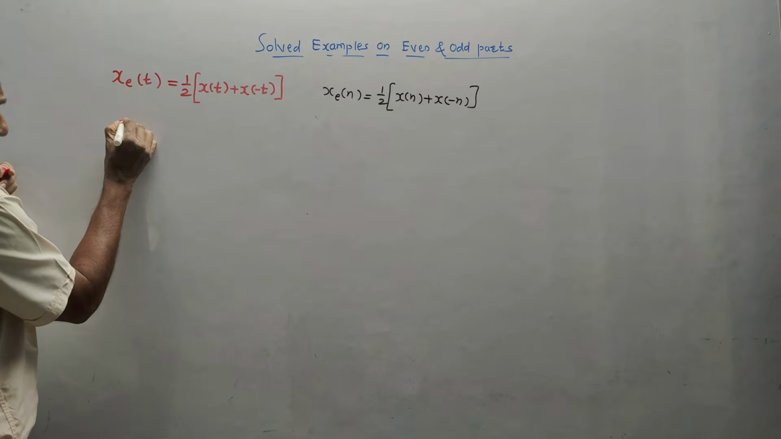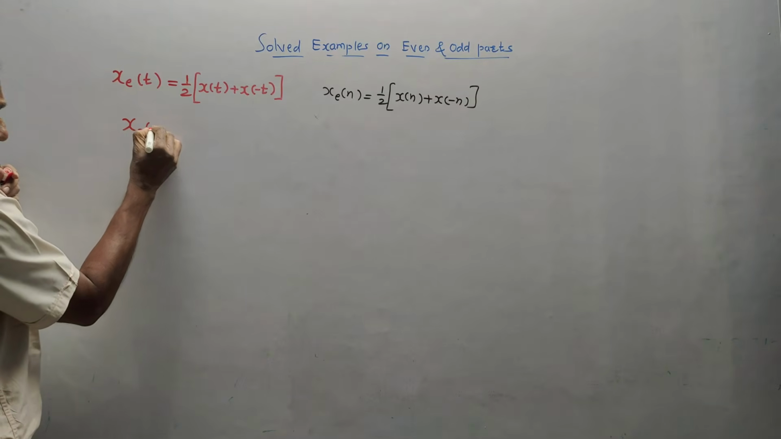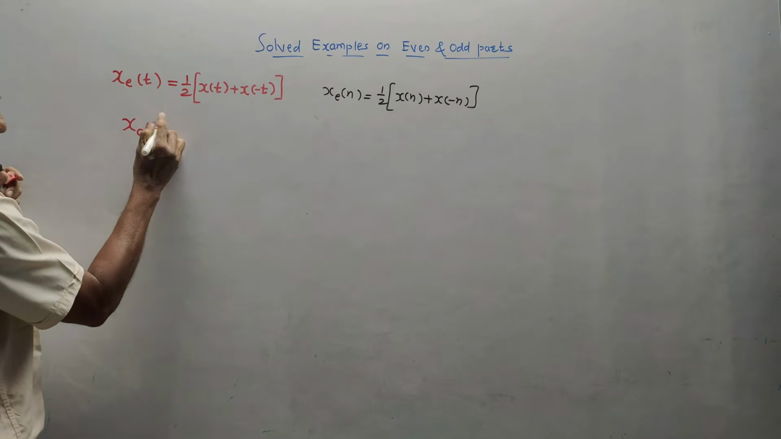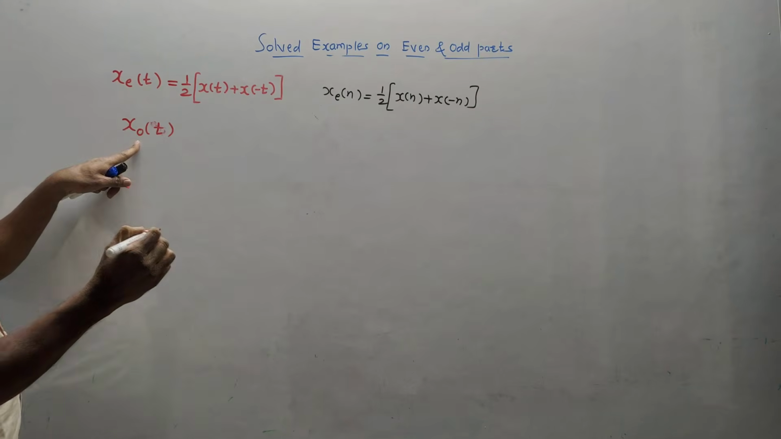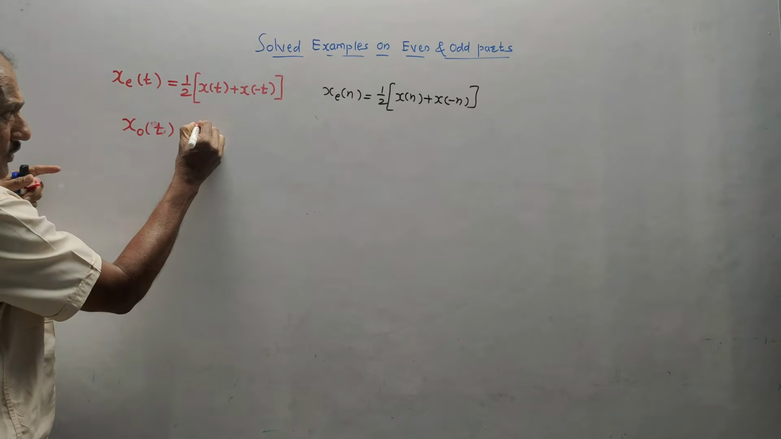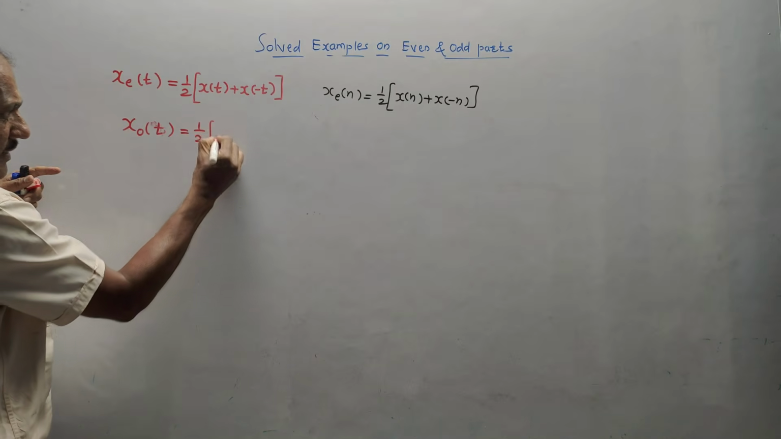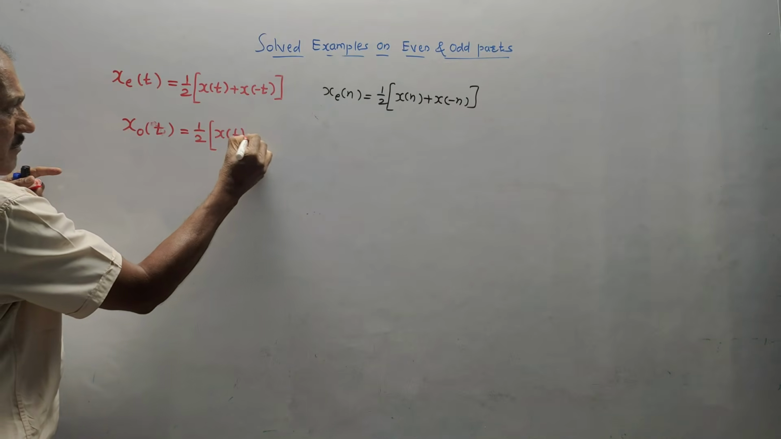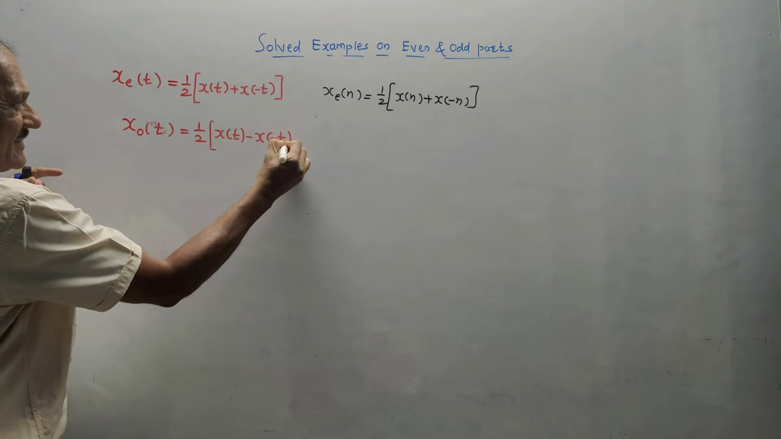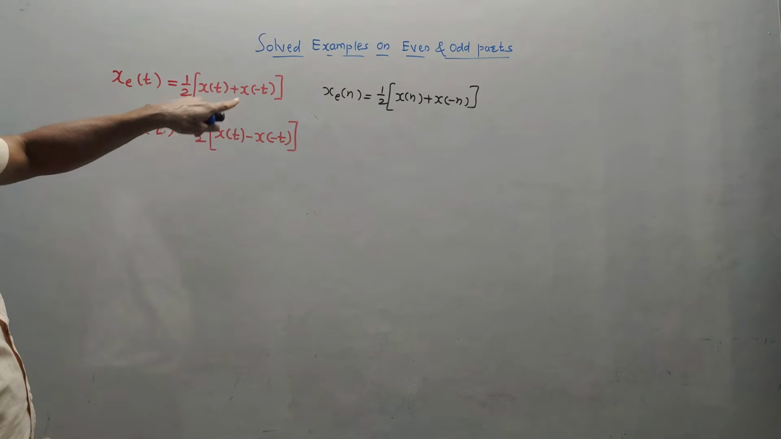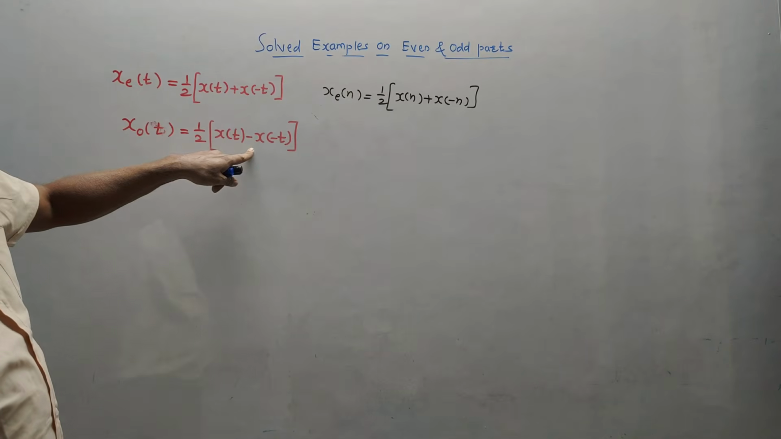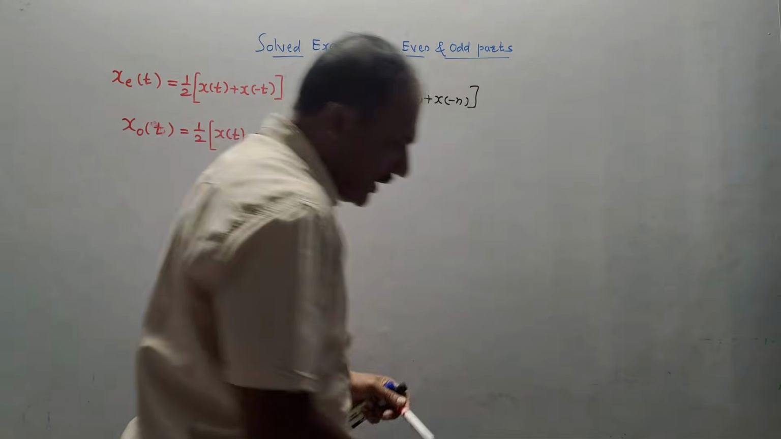To calculate odd part of signal, odd part is denoted by xo of t. O stands for odd part. I am writing the equation for continuous signal. It is 1/2 [x of t minus x of minus t]. A small change, just replace this plus sign by minus. You will get the formula to calculate odd signal.